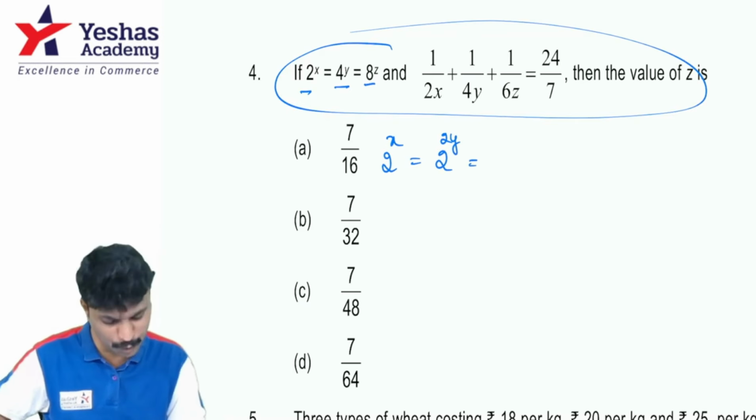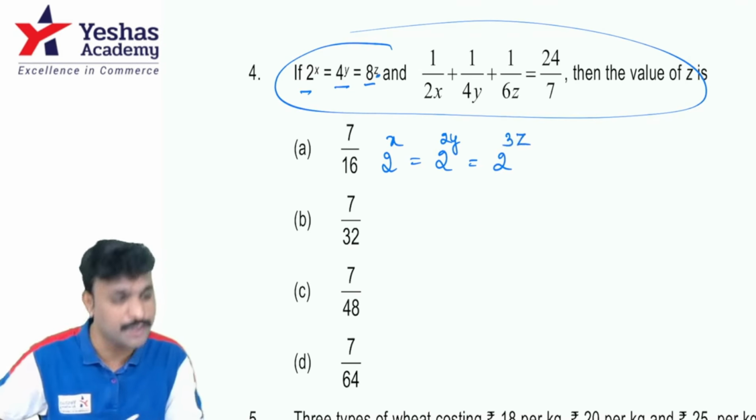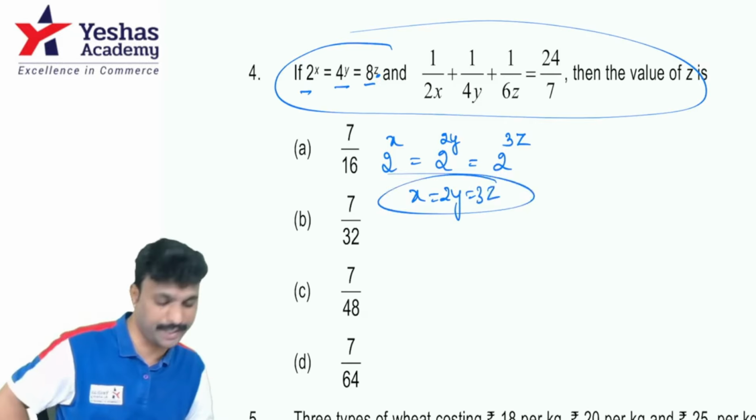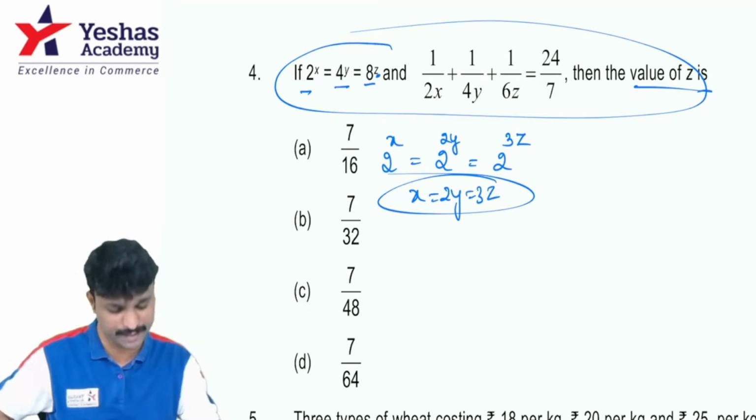2 to the power z, 2 cube is 8. And z gets multiplied with the power. So 2 to the power 3z. Actually what it is, x equal to 2y equal to 3z. Bases are same, powers can be equated. Now we are asked to find the value of what? Z. So how do you find the value of z over here?